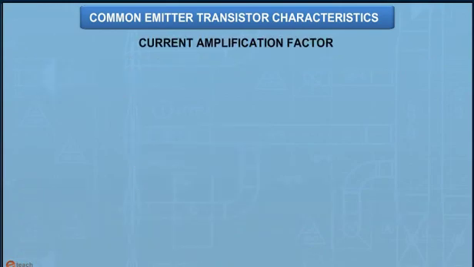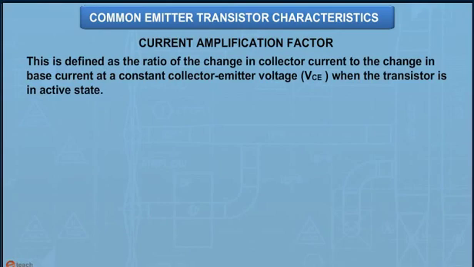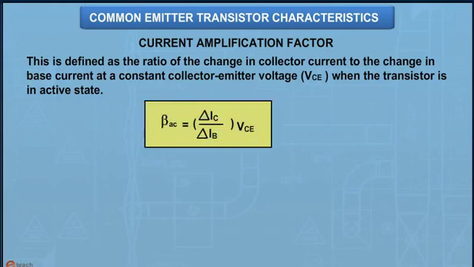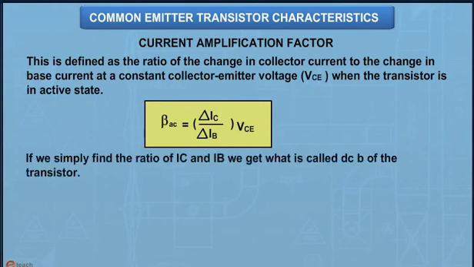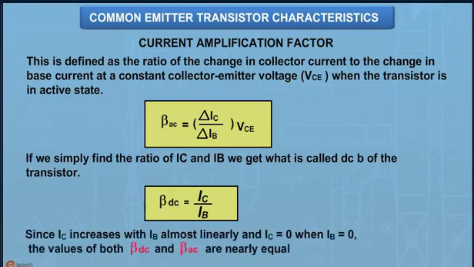Current amplification factor. This is defined as the ratio of change in collector current to the change in base current at the constant collector emitter voltage VCE when the transistor is in the active state. Beta AC equals delta IC by delta IB. If we simplify the ratio of IC and IB, we get what is called beta DC of the transistor. Beta DC equals IC by IB. Since IC increases with IB almost linearly, and IC equals 0 when IB equals 0, the values of both beta DC and beta AC are nearly equal.